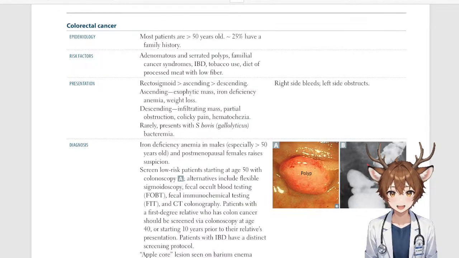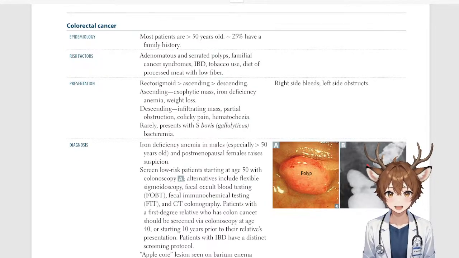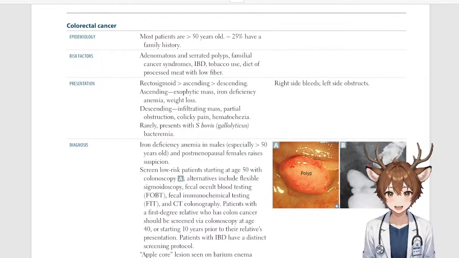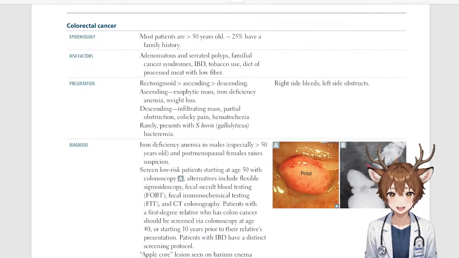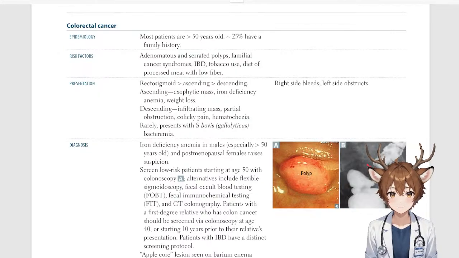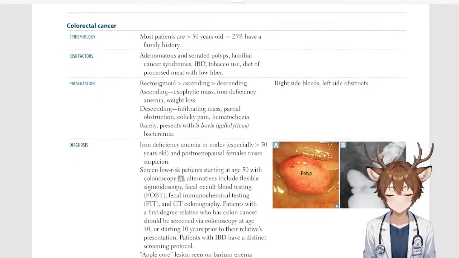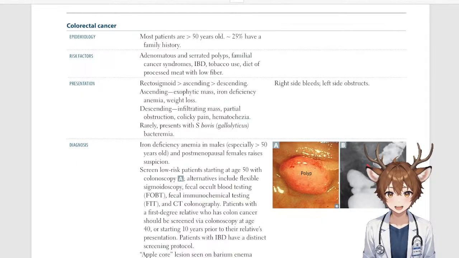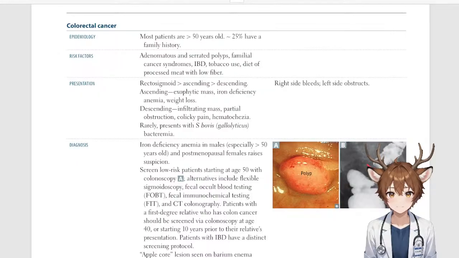Can present with Strep bovis, which is gallolyticus, bacteremia, endocarditis, or an episode of diverticulitis. What they're saying here is that Strep gallolyticus or Strep bovis, this is the same thing. For the most part, it's basically the same thing. For whatever reason, Strep bovis is associated with colorectal cancer. I don't know the specifics as to why, but it is associated with it. It can lead up to it for some reason.